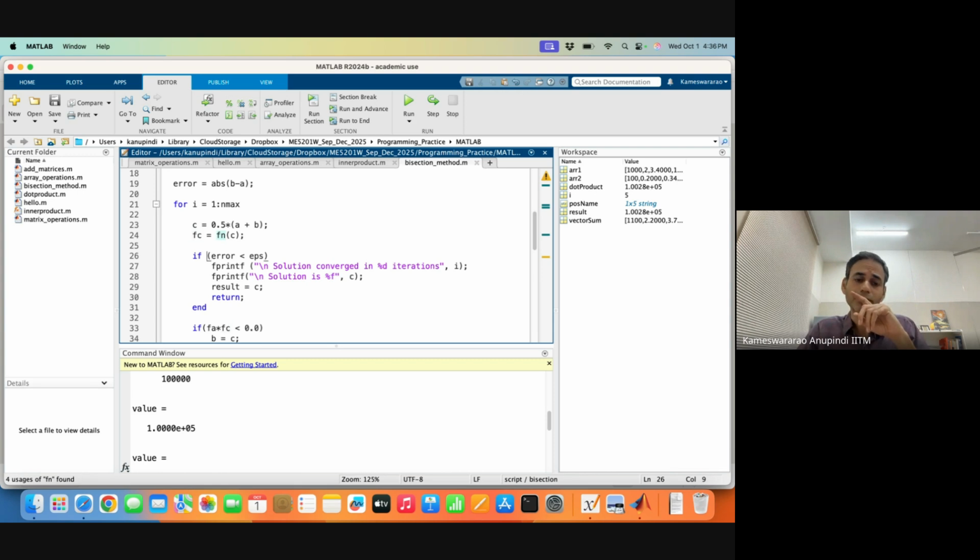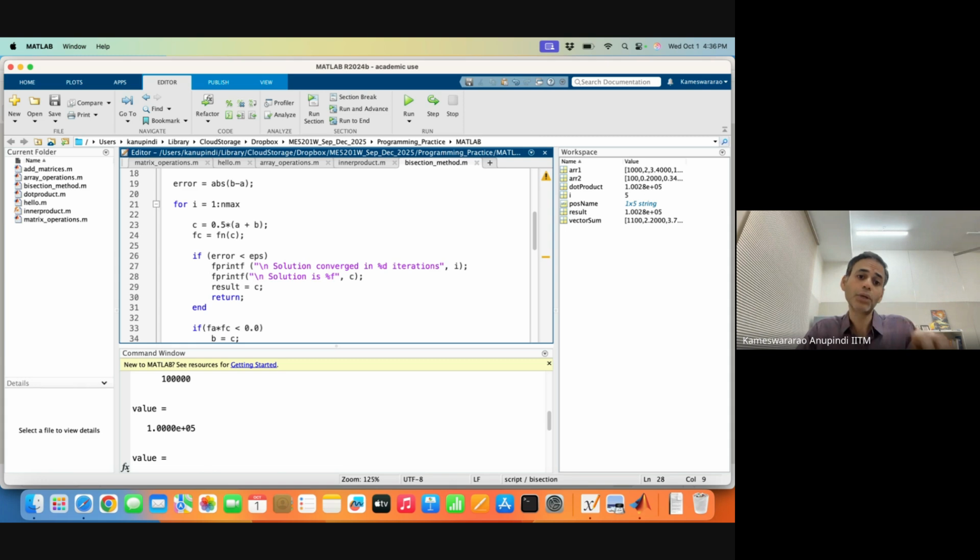Then if this error which I have just obtained is less than epsilon, that is the tolerance, then I'm going to print it with fprintf. Solution converged in %d iterations. So I'm going to print what is i. It converged in, let us say, 20 iterations, 50 iterations, like that. Then I'm also going to print the solution is such and such.